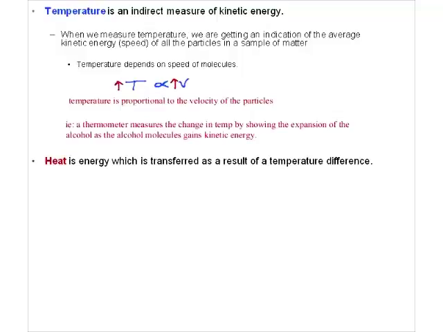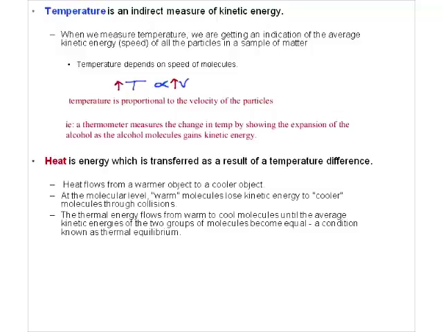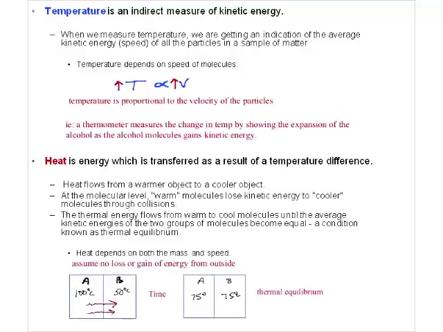Heat, however, the difference between heat and temperature, is an energy transfer between an object that's warm and an object that's colder. All right, so as a hot body is in contact with a cold body, the heat is exchanged. All right, so energy flows from the warm body to the colder body. And we can look at this and tell you the difference here.